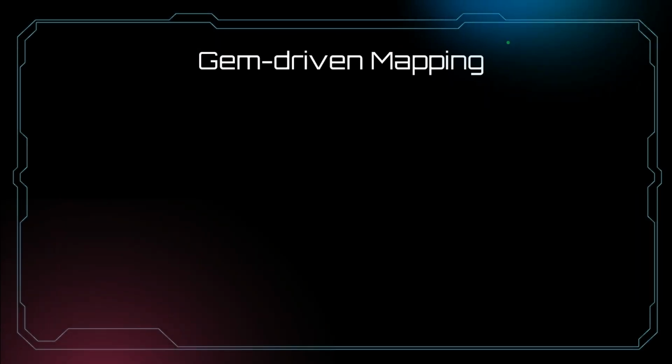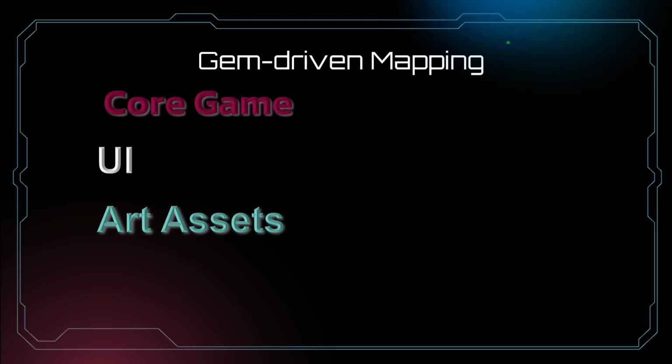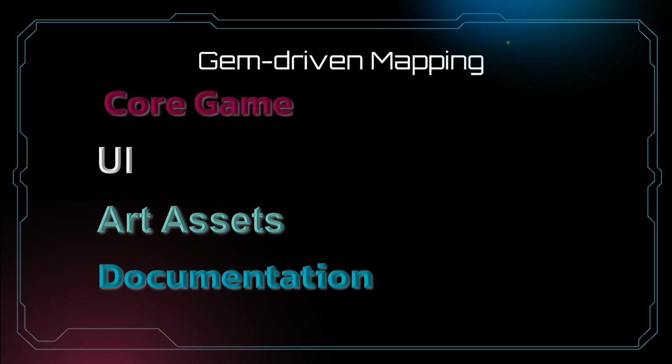To keep the entire project visually cohesive, I mapped each major deliverable to one of the core gem colors. Crimson represents the functional prototype, the core of the game. White Sands represents the UI, clean, structured, and readable. Mint represents the art assets, creative and expressive. And Azure represents the documentation, organized and clear. This mapping helped maintain consistency across the PM deck, the art deck, and the final report.